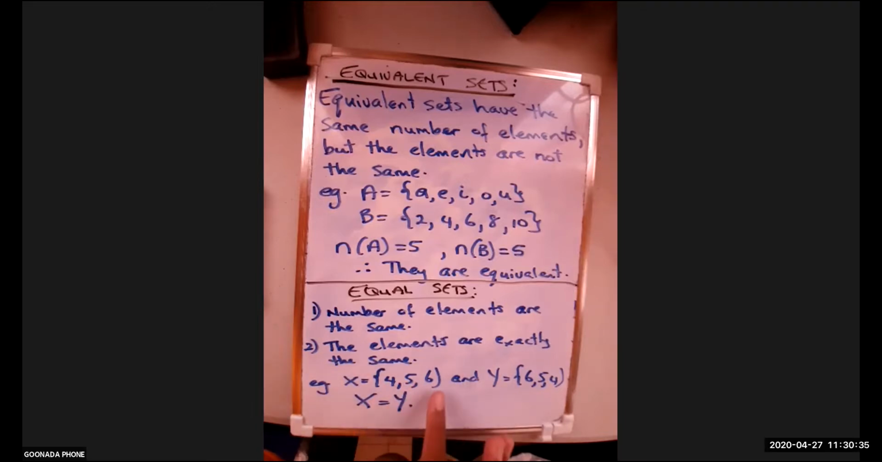So let's look here. X is equal to 4, 5, 6, and Y is equal to 6, 5, 4. As you can see, the number of elements are the same because it's 3 and 3. And the elements are exactly the same because we have 4, 5, and 6, 6, 5, and 4. They are exactly the same. Remember, I told you at the beginning of the class, the order in which the elements are written does not matter. So even though I have 4, 5, 6 here, and 6, 5, and 4 here, these two sets are equal because the order in which the elements are written does not matter, right? So in this case, X and Y are equal to each other.